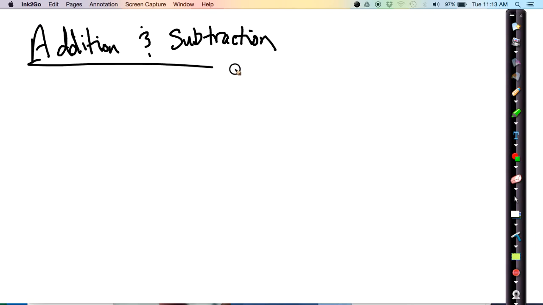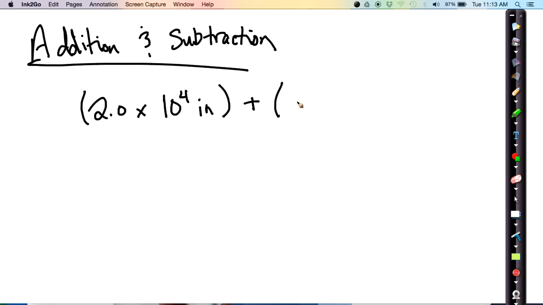So let's look at an example of addition. Let's say we have two length measurements. One of them is 2.0 times 10 to the fourth inches. And we're going to add that to a second length measurement expressed in scientific notation, 1.5 times 10 to the third inches. I'm going to put my numbers in scientific notation there in parentheses just to distinguish them from each other, to show that we're clearly adding those numbers. It makes it a little bit more obvious what we're trying to accomplish here.